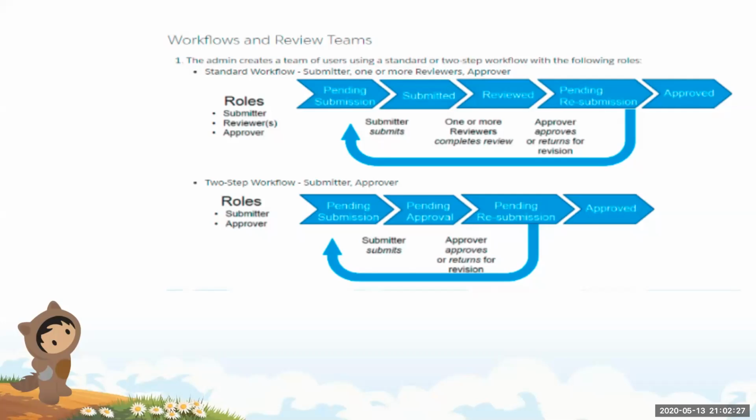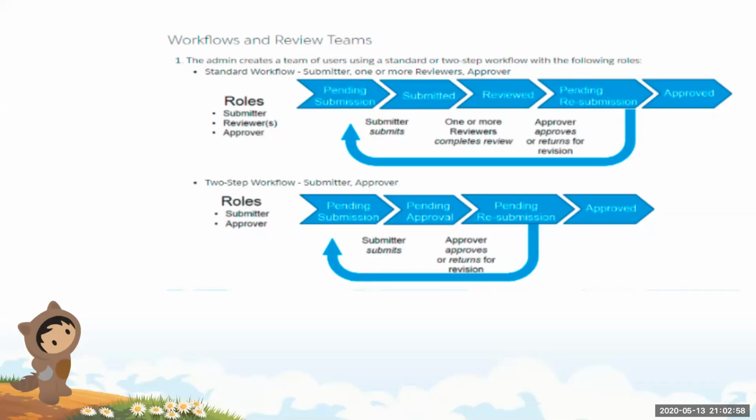Once reviewed, it can again go for pending resubmission. So if it has multiple approvers out there, it can return for revision, and one more time the reviewer completes the review, and then the email should be approved. So when we are working on email approvals, we need to select what type of workflow we are going to follow, and what type of approval we would like to see.